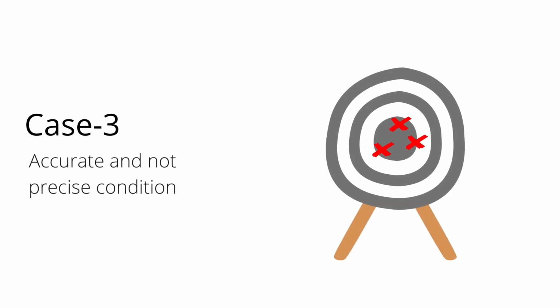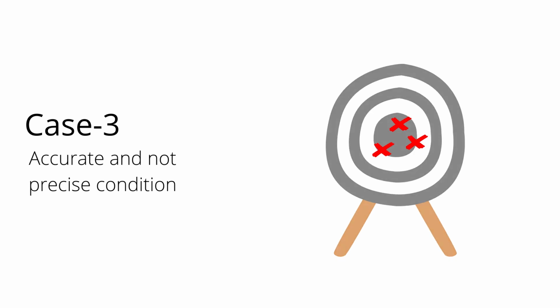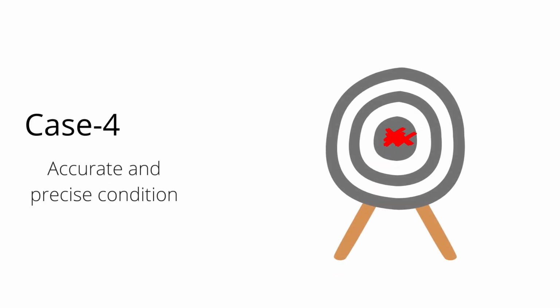Third, all the three measured values are close to the true value and widely dispersed, so it is an accurate and not precise condition. Fourth, all the measured values are close to the true value and close to each other, so it is an accurate and precise condition.